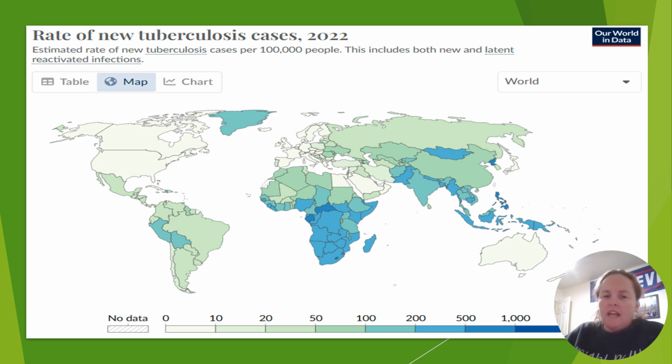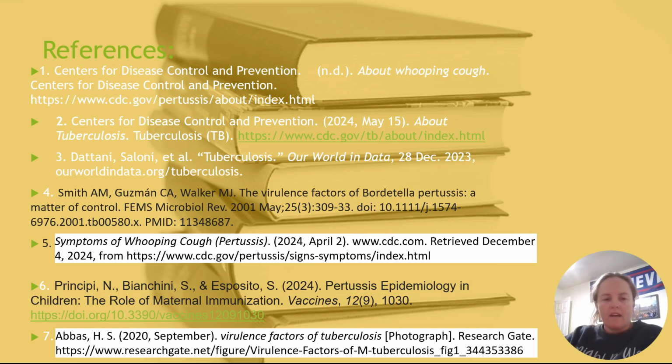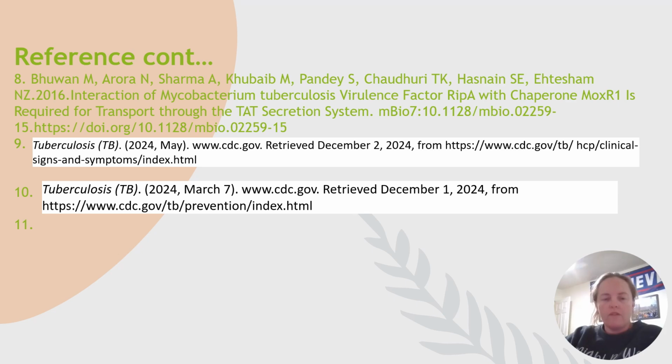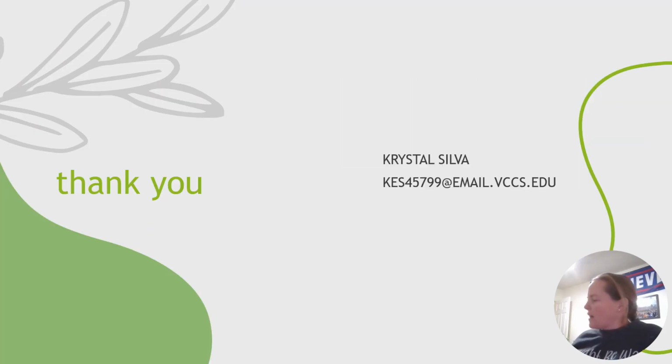This is a 2022 chart that I found that shows those higher rates in the world, and we can see here that in 2022 the highest rates were in India, which had the most reported cases of tuberculosis. And then that's just my references.